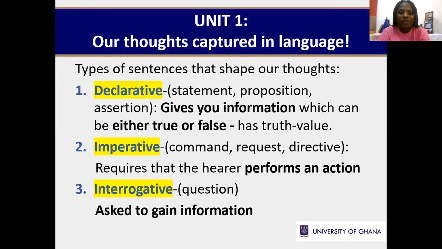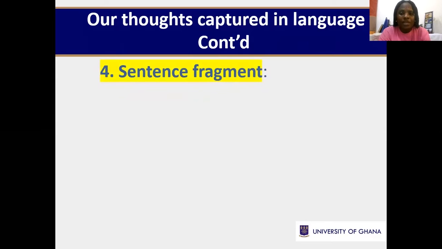And so far we have looked at the first 3 ways of capturing our thoughts in language, intentions captured in language. We went further in our discussions to look at sentence fragments. If I say, "Give me rice and stew," you will know that I'm asking you to perform an action. So that is an imperative. If I said, "The rice and stew is really delicious," then you can tell that I want to give you information about how I see your rice and stew. So that is a declarative.